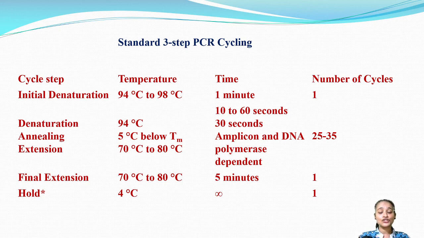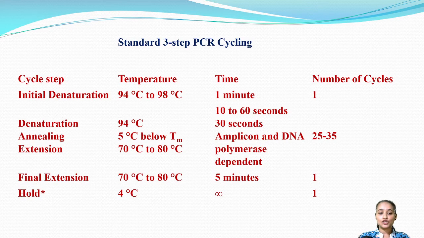So denaturation at a temperature of 94 degrees centigrade for 10 to 60 seconds, that is 30 seconds. And annealing and extension 5 degrees centigrade below the Tm, that is at 70 to 80 degrees centigrade, your extension step, which we carry for 25 to 35 cycles. So total polymerase chain reaction cycling conditions we are going to carry for 25 to 35 cycles.